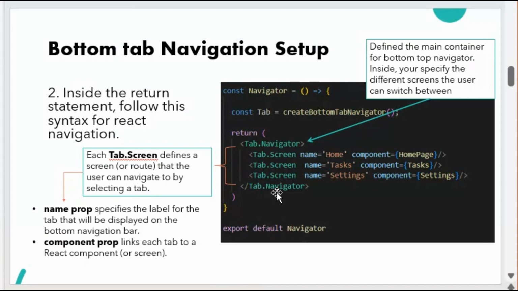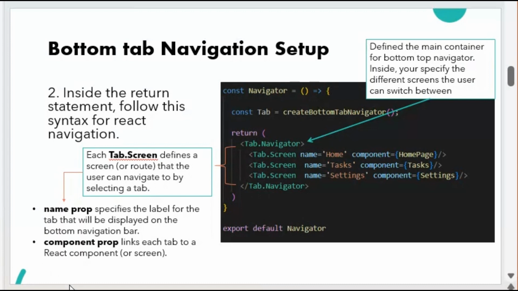So, start with the Tab.Navigator, in which you specify the different screens the user can switch between. And then inside the Tab.Navigator, of course, we have the Tab.Screen component. So each Tab.Screen defines a screen or route that the user can navigate to by selecting a tab. So, lahat ng Tab.Screen natin dyan, ibig sabihin, these are the screens that can be rendered in our application in which the user can switch between.